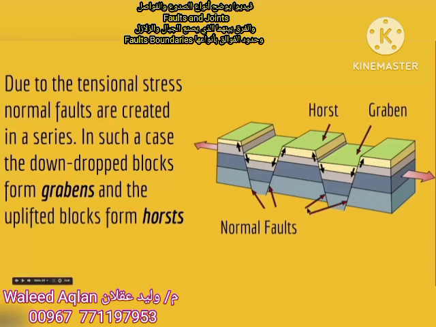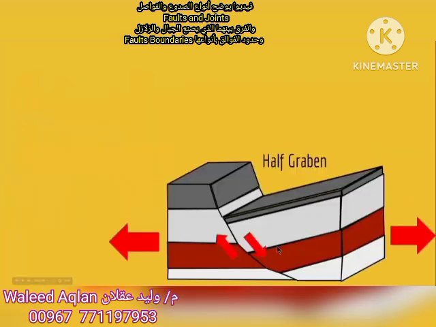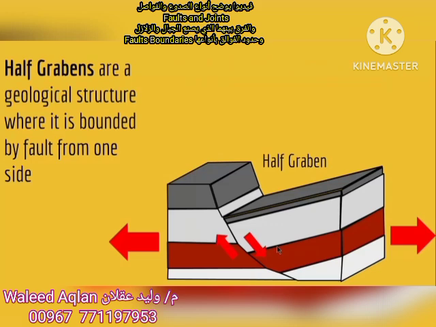Okay, but if you notice, with graben and horst, we have faults on two sides. We have a fault right here and we have a fault right there. Both of them are normal faults. What happens if you have faults only on one side? What is that called? Well, that is called a half graben. Half grabens are a geological structure that is bounded by a fault on one side. Since this side does not have any faults, only this side has a normal fault, this side will go up and the hanging wall will go down. This is called a half graben.